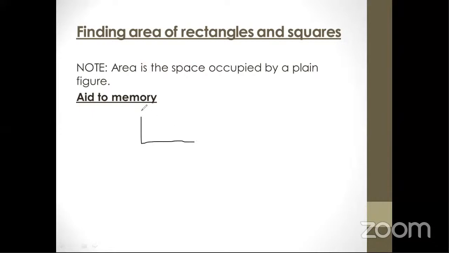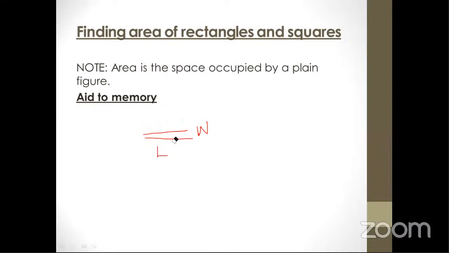If I draw a rectangle like this, the space which is covered by this, all this space covered by this rectangle, we need its area. We need its area, all that space covered. So that's why, for you to get this, you multiply length times width to get the whole space which is covered. So that is the method.